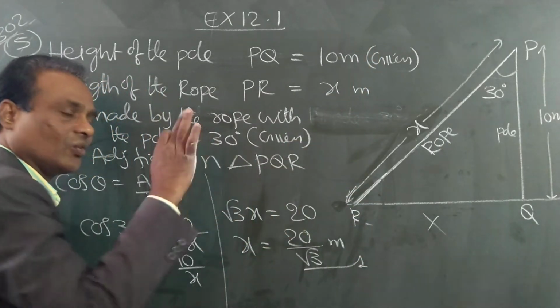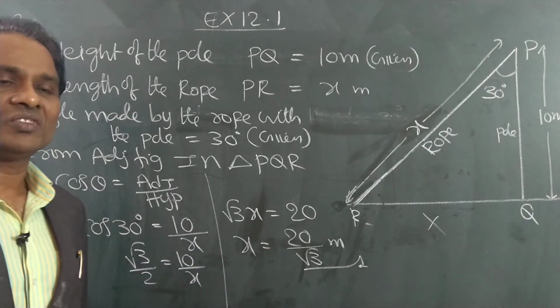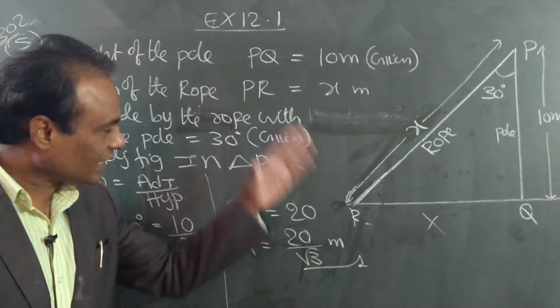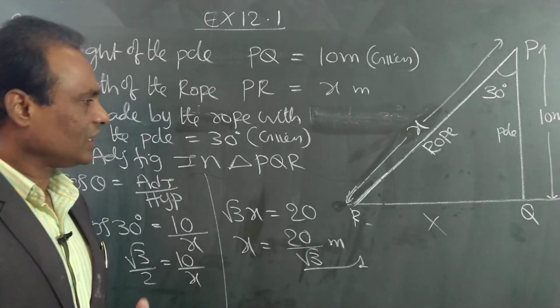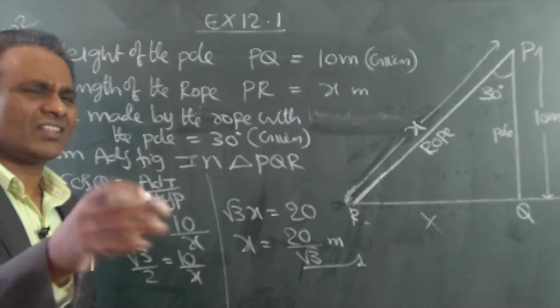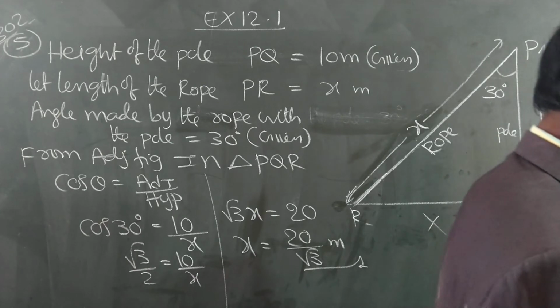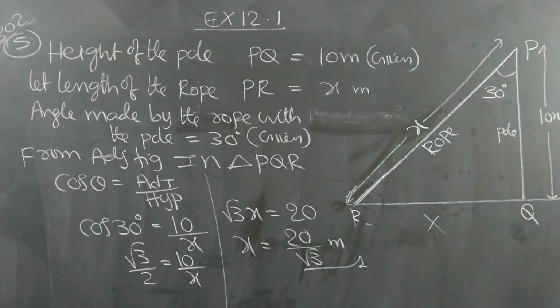This is the length of the rope, 20 by root 3. Actually, 3 ropes are used. So it is not very clear whether the length of all 3 ropes we have to find, or only one rope. It is not clearly mentioned. Only one rope we should take. Students, understand the steps. Let us once again read the question, understand the figure, and after that understand the steps. Simple steps. Cos theta I used. That's all. Nothing else.